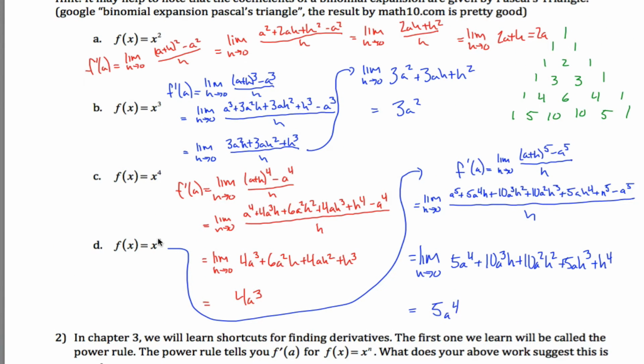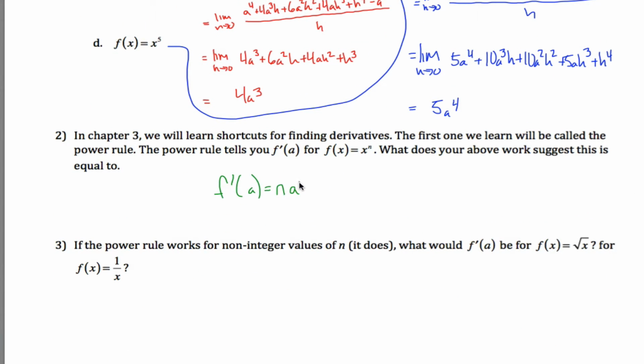the new exponent. Well, let's see, when the old exponent was 5, the new one was 4. When the old one was 4, the new one was 3. When the old one was 3, the new one was 2. When the old one was 2, the new one was 1. So it appears that the new exponent is always 1 less than the old exponent. In fact, this is true, and it's called the power rule. And it's a lot more powerful than it might appear.